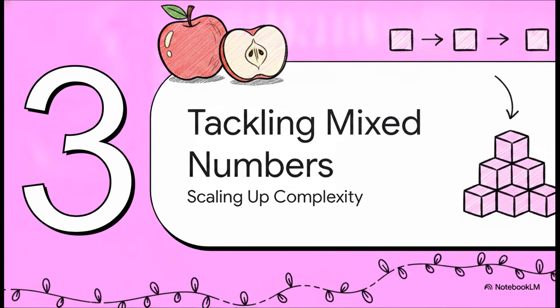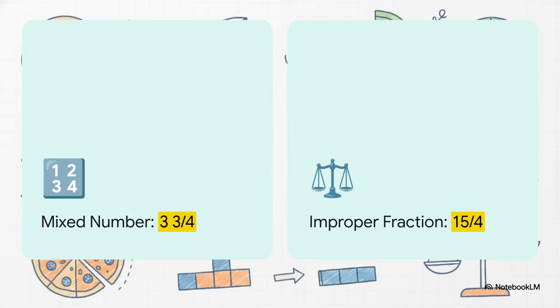Section 3, tackling mixed numbers, scaling up complexity. Okay, here is the golden rule for mixed numbers. Before we can use that reciprocal shortcut, we absolutely must convert any mixed number into an improper fraction. Let's look at the mixed number 3 3/4. To convert it, we just multiply the whole number, 3, by the denominator, 4, which gives us 12. Then we add the numerator, 3, giving us 15.